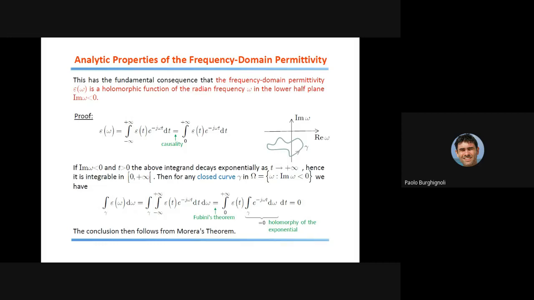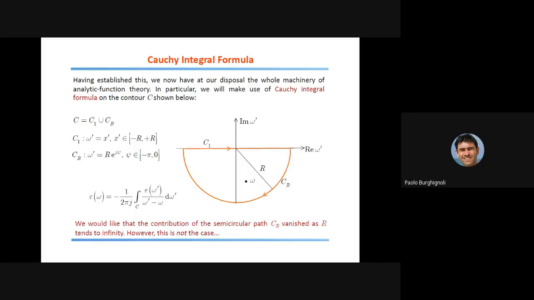So we have discovered, we have proved actually, that in the frequency domain, the permittivity is a holomorphic function of the radiant frequency omega. But this has now a bunch of consequences, because we can now use all the theorems and properties that characterize holomorphic functions. And in particular, we can make use of Cauchy integral formula.